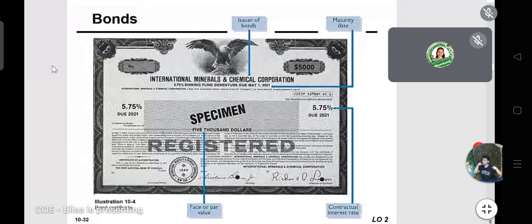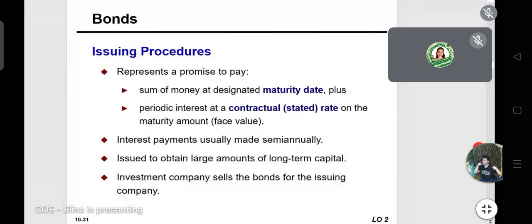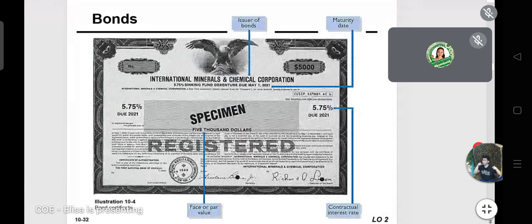These are an example of this. This is a bond certificate.